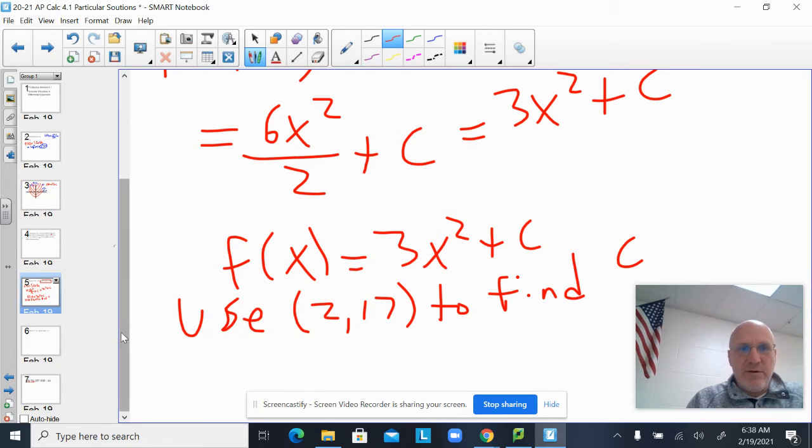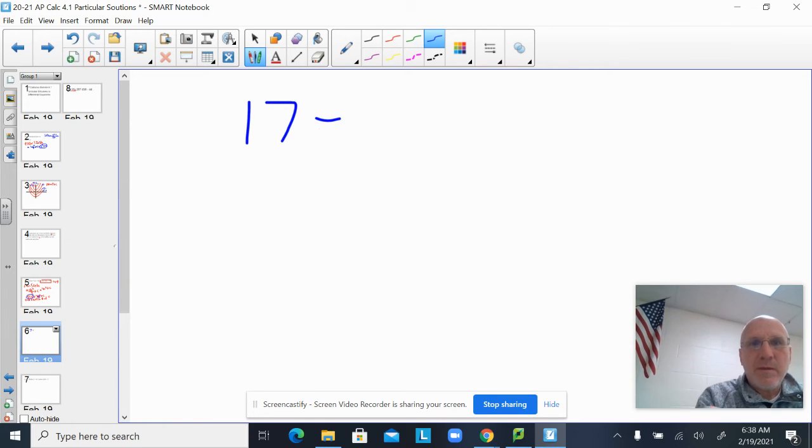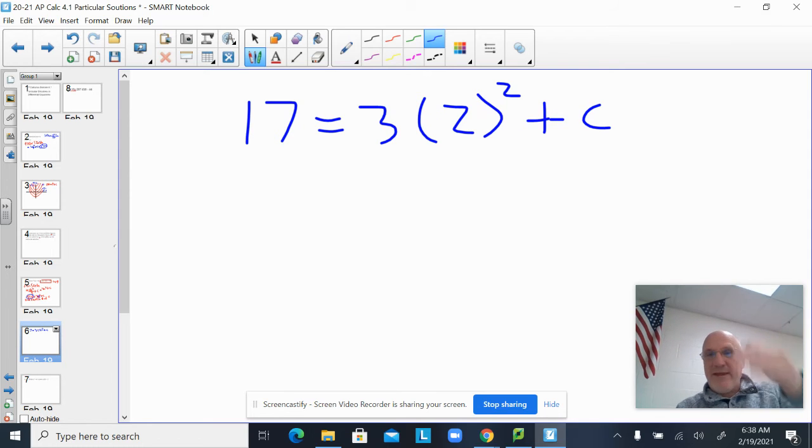And in particular, now we've got to be careful what's going to go where. 2 is the x coordinate, it goes there. 17 is the y coordinate, that is f of x, which I know you know means y. So this is now going to be 17 equals 3x squared, and the point was (2, 17), plus c. So we are going to substitute 2 for x, 17 for y, and then just solve for c.